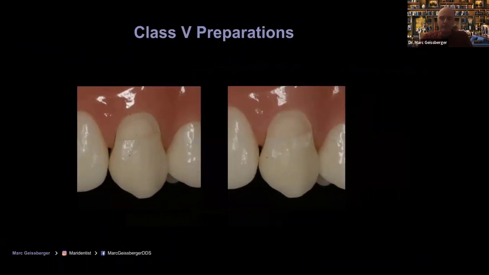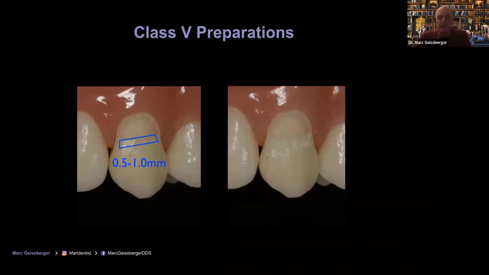Now, most of us were taught what I would call a standard bevel. And a standard bevel would be something about a 0.5 to a millimeter across the enamel margin at about 45 degrees. And that was a standard bevel. Well, now, a problem with the standard bevels is, yes, it accomplishes increased surface area. And yes, it does help hide some material, but it doesn't hide it completely.